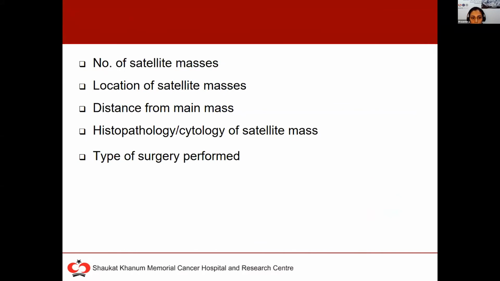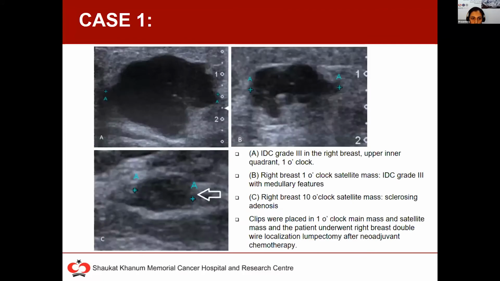In addition to these features, we also documented the total number of satellite masses, their clock orientation, and distance from the main mass. And on the basis of this, they were categorized as ipsilateral and contralateral, and the ipsilateral masses were further subdivided into same quadrant and opposite quadrant. In addition, the histopathology of satellite mass and type of surgery performed were also documented.